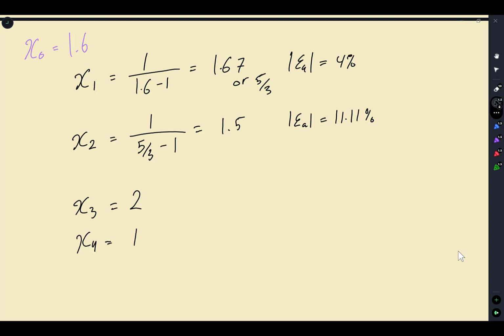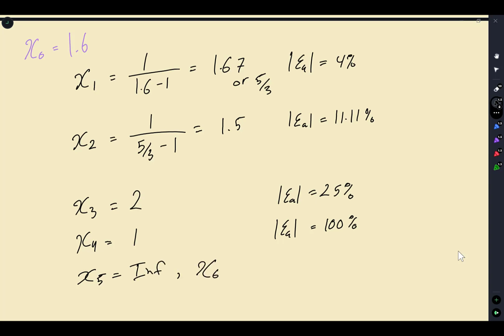We can see that the percent relative error in this case is actually increasing instead of decreasing. And this goes back, where x5 is infinity again.